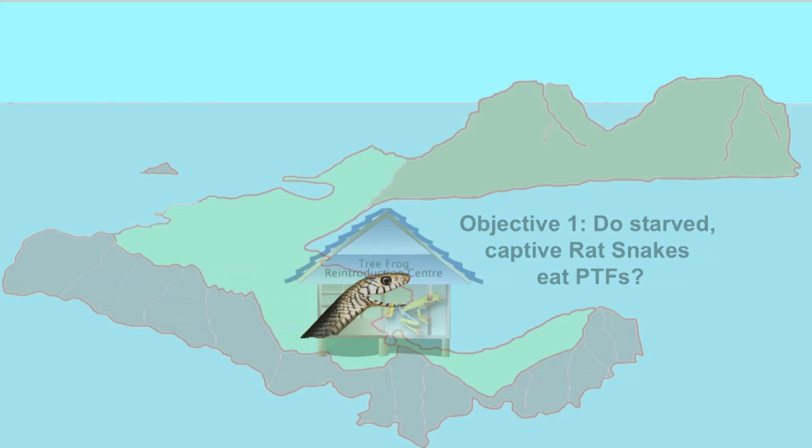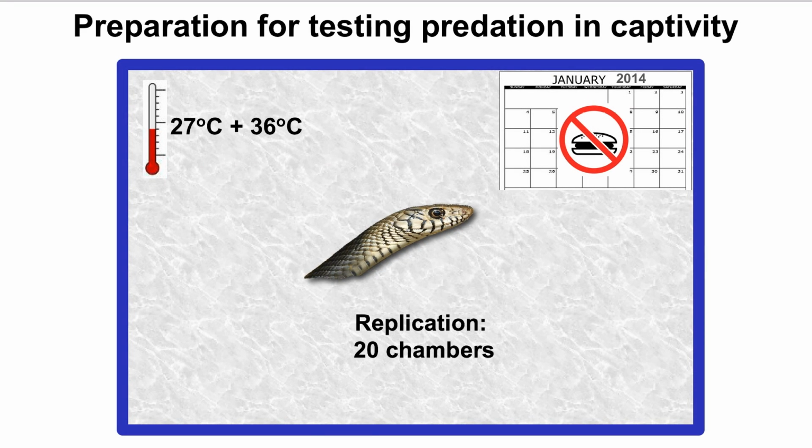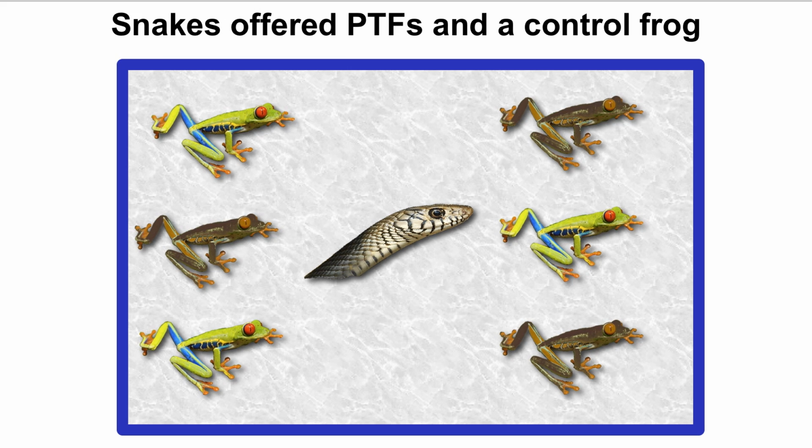We set up 20 perspex chambers, each with a single snake in a bimodal temperature regime, as is preferred by rat snakes. The snakes were starved for a month, after which 6 frogs were placed in each chamber, 3 Picobar tree frogs and 3 brown frogs, which are about the same size as a Picobar tree frog and are a known prey item of the rat snake.